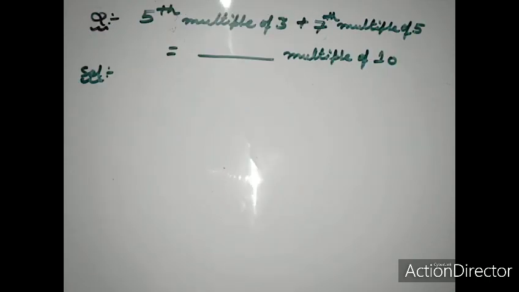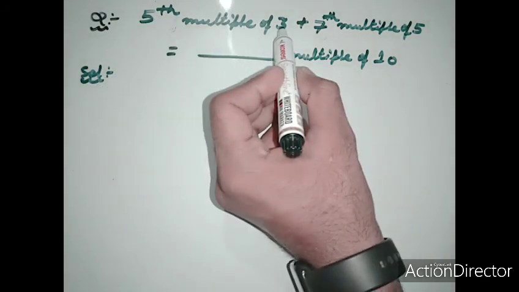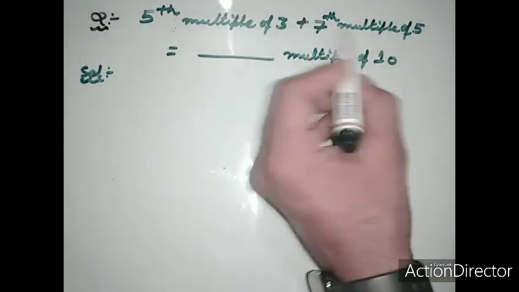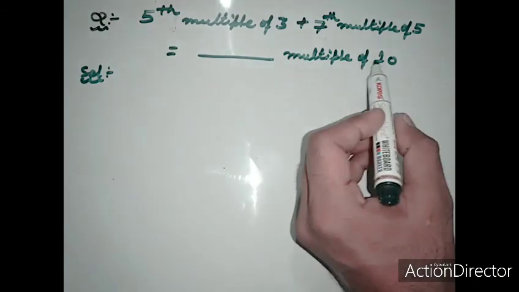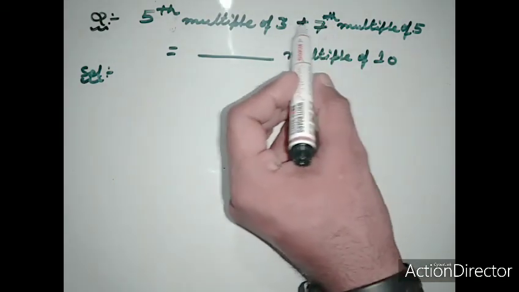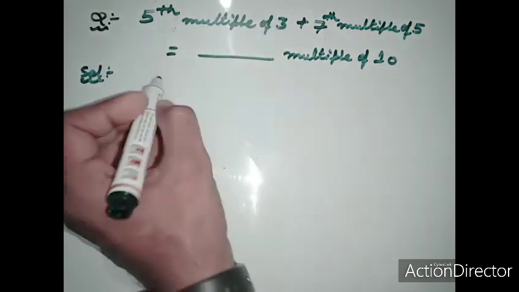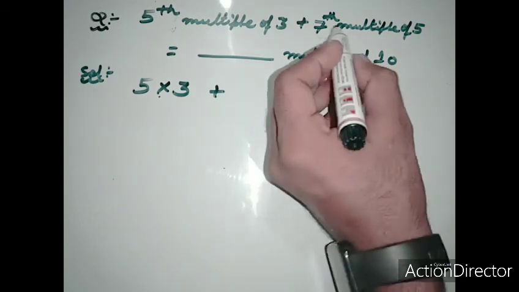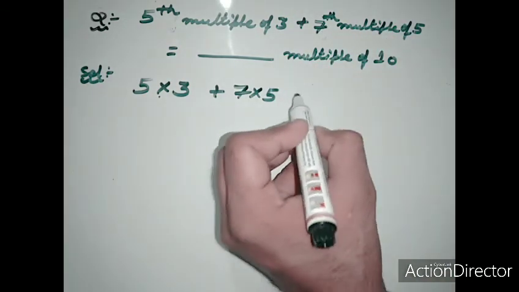Now here we solve another important question. Fifth multiple of 3 plus 7th multiple of 5. If we add these two multiples, this sum is which multiple of 10? So here first we write the fifth multiple of 3, meaning 5 multiplied by 3. 7th multiple of 5, 7 multiplied by 5.